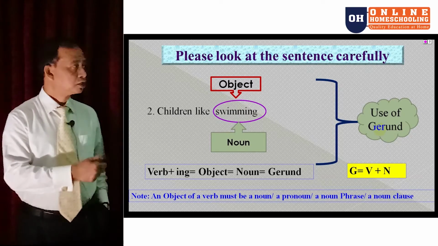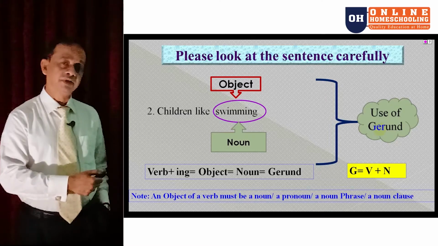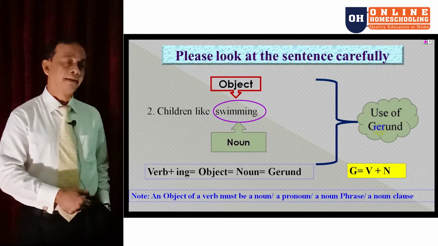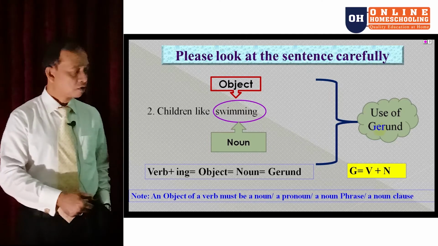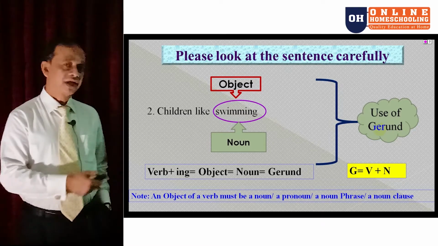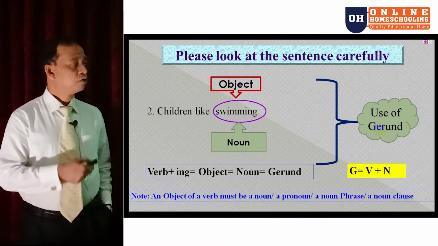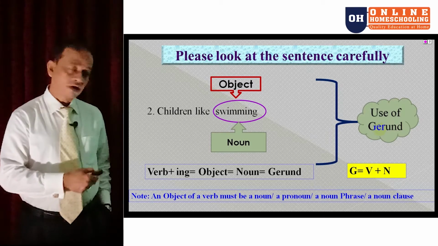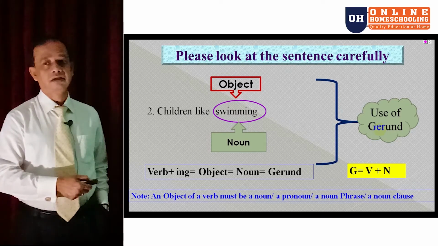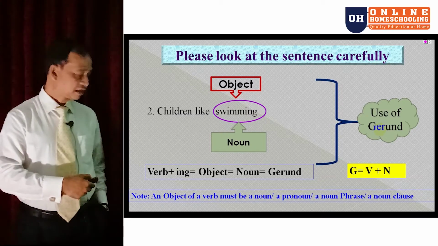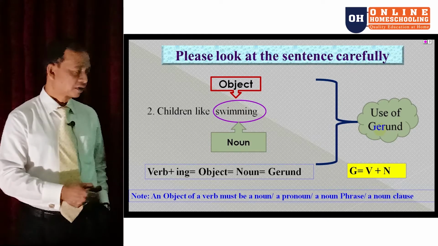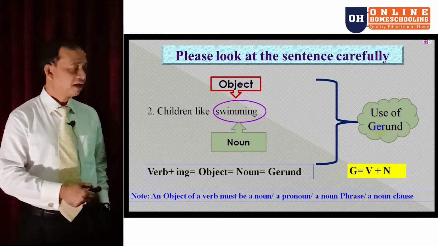They like swimming. So swimming is the object, and the object of a sentence must be a noun, a pronoun, a noun phrase or a noun clause. So obviously this swimming is an object. So when verb plus ing is used as an object, it must be a noun, and that is obviously a gerund. Is it clear to you, dear students? So I have written verb plus ing is equal to object, is equal to noun, and is equal to gerund.